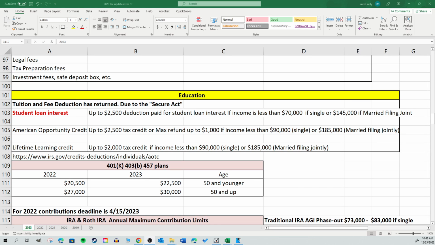Education, the student loan interest deduction is still $2,500. There's a few AGI adjustments to this information, which allows you to make a little bit more money and still be able to take advantage of the student loan interest deduction, which is good. It's just like a $5,000 increase roughly. So nothing massive, but you can make a little bit more money and still qualify for the loan interest deduction.